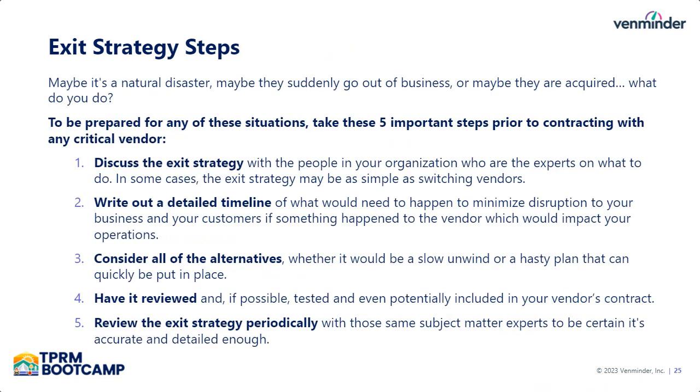Here are 5 important steps that you should walk through to be prepared for these. One is to discuss that exit strategy as we just talked about. Bring all the right experts in to do that. Write out a detailed timeline of what would need to happen to minimize disruption to your business. Consider all of those alternatives that we talked about as far as the best way to unwind to replace this vendor. Have it reviewed and maybe even test it if you can possibly do that, and then review that exit strategy periodically. Just like the contract, don't put it on the shelf and leave it. It needs to be reviewed periodically as well.